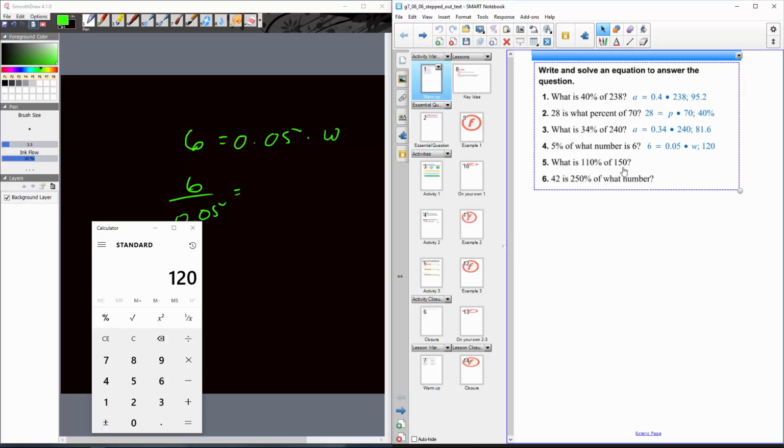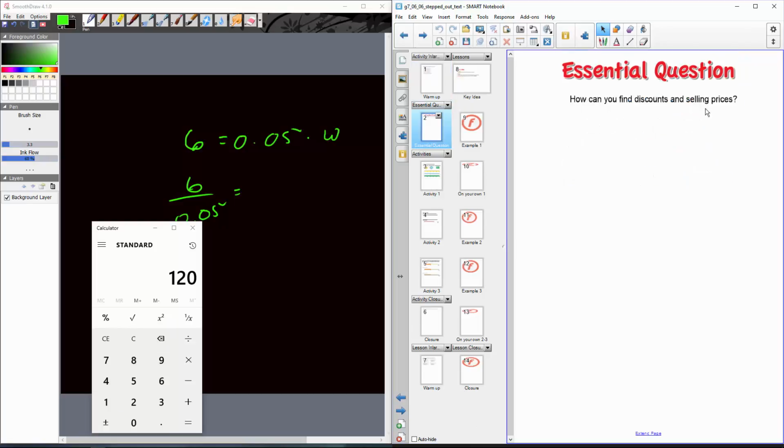This one here, what is 110% of 150? So I take 1.1 times 150. And then this one here is 42 is 250% of what number? So again, this is where I take the 42 divided by 2.5. And I get 16.8 when I do that. All right, so that's the first one.